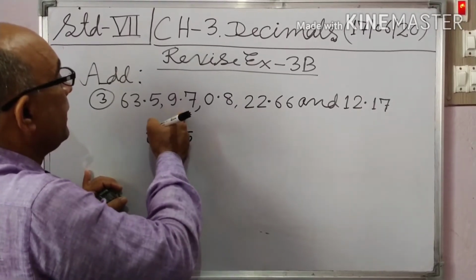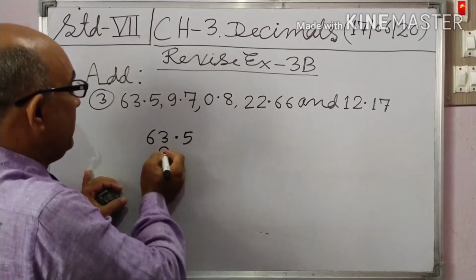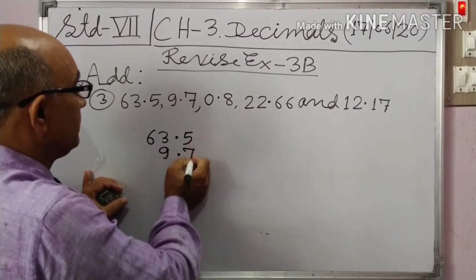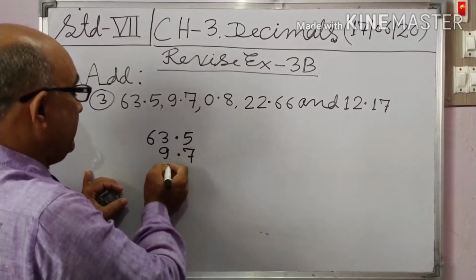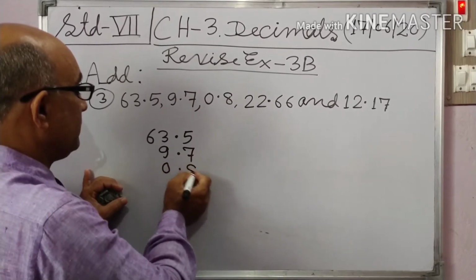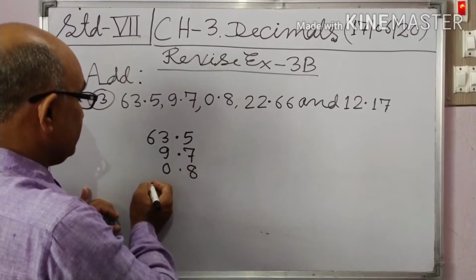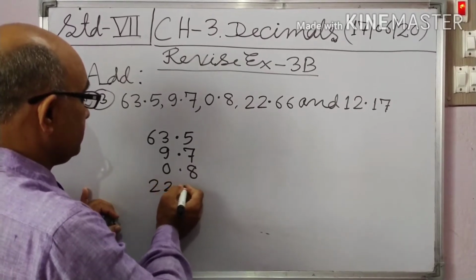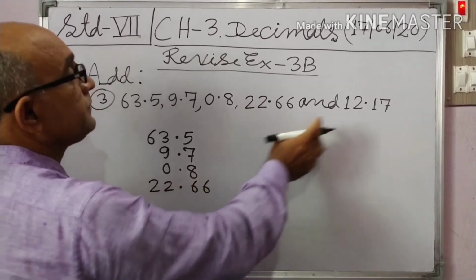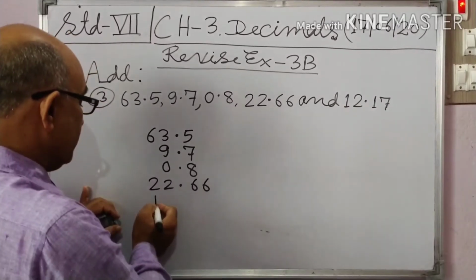63.5. Next number is 9.7, 0.8, 22.66, 12.17.